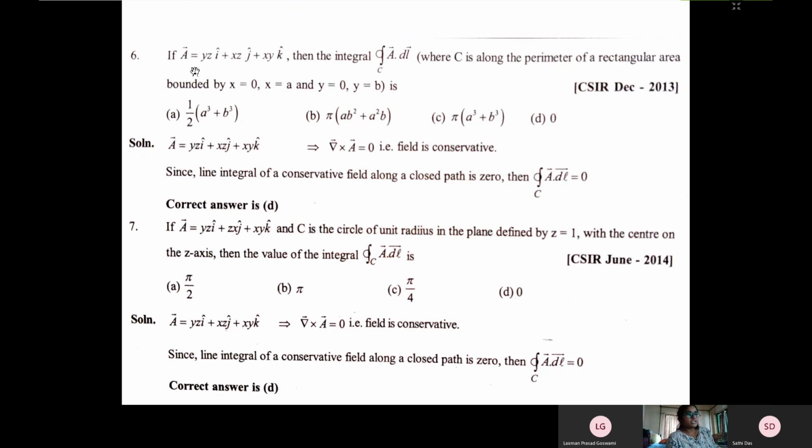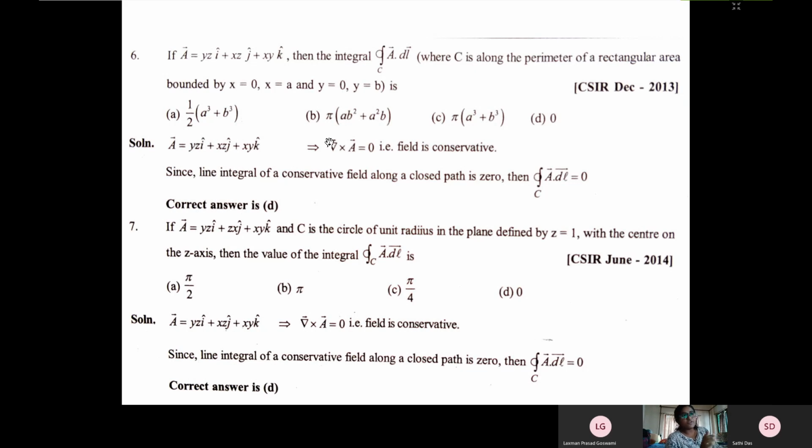So here the question is A equals yz i cap plus zx j cap plus xy k cap, and then you have to find the closed integral of A dot dl, where C is along the perimeter of a rectangular area bounded by x equals 0, x equals a, and y equals 0, y equals b. How much is it? So friends, don't use the traditional method here, okay? Because whenever there is a closed integral over C, you can apply Stokes' theorem. Yes, you are all intelligent, so you understand that we can apply Stokes' theorem.